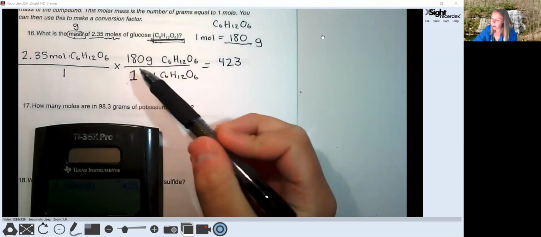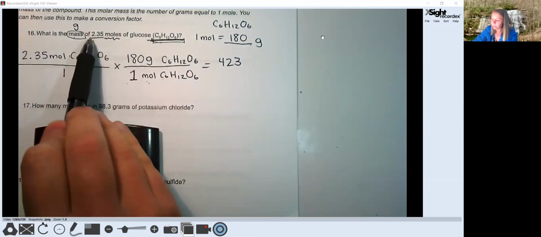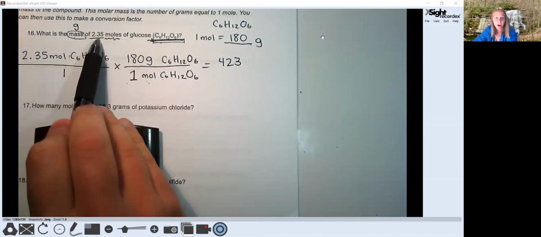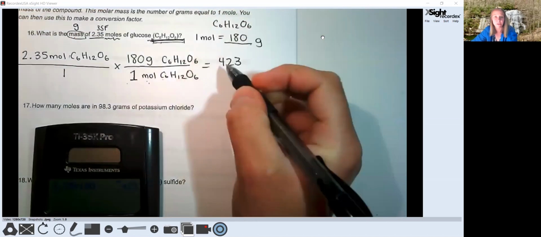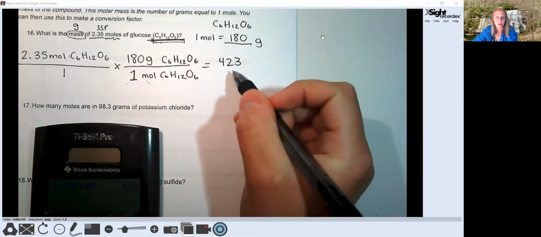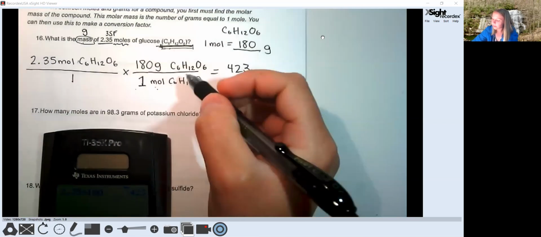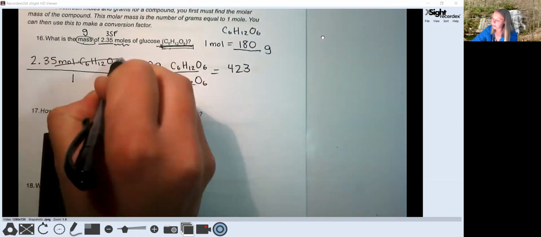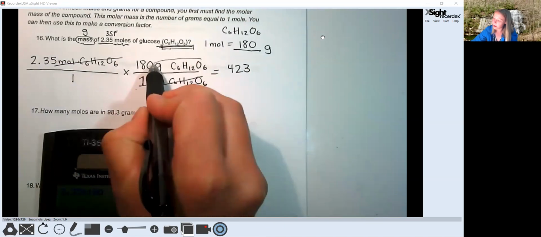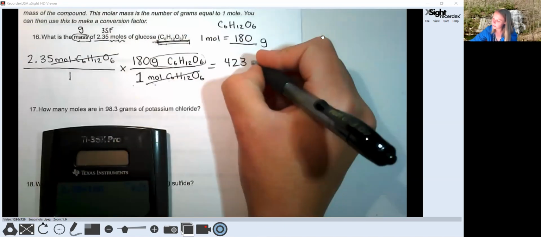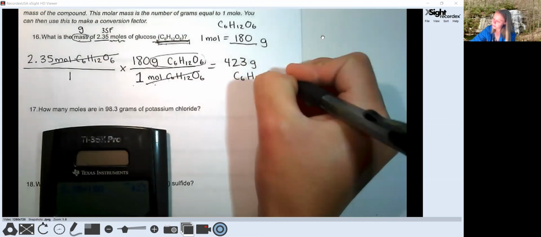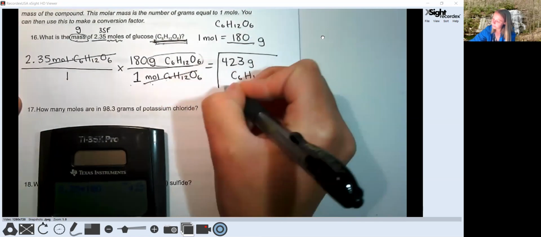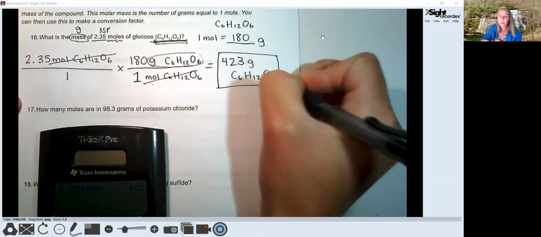Okay, so let's see. 2.35 times 180, and then divided by 1, but we don't need to type that part into our calculator. So 423. Equals 423. And we need to look back at our significant figures in our problem. Right here we have 2.35 that has 3 significant figures. So our answer also should have 3, and it already has 3, so we're good on that front. Then we just need to look for our units. The moles cancels out, and we're just going to be left with grams of C6H12O6. There's our final answer.